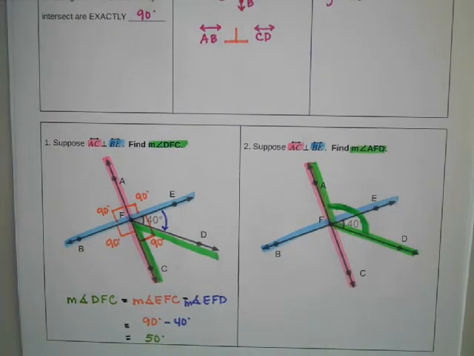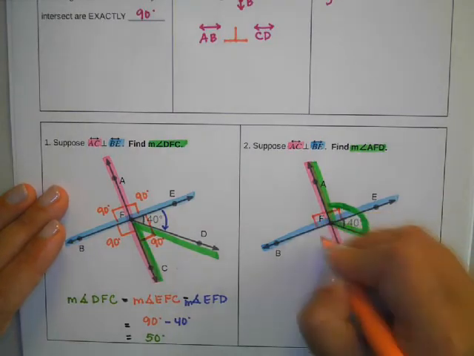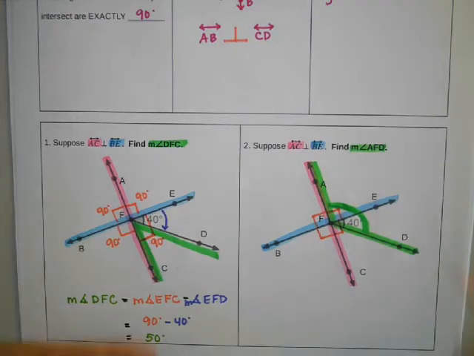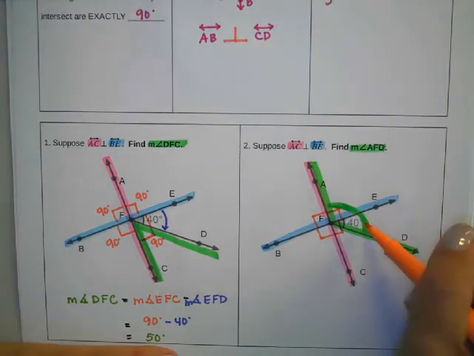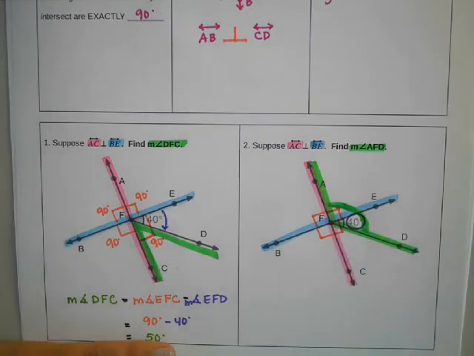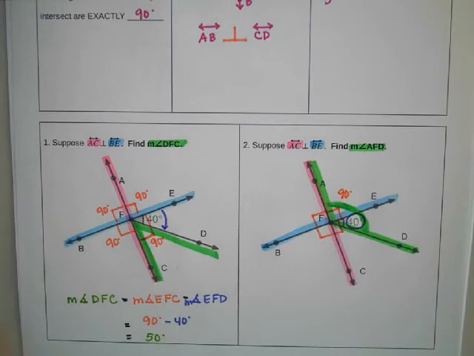Well, because our lines are perpendicular, I know that this is 90 degrees, this is 90 degrees, this is 90 degrees, and this is 90 degrees. Now, it looks like this green angle is made up of this little 40-degree angle that we've got right here, plus the 90-degree angle that we've got over here. So I can use angle addition to figure that out.